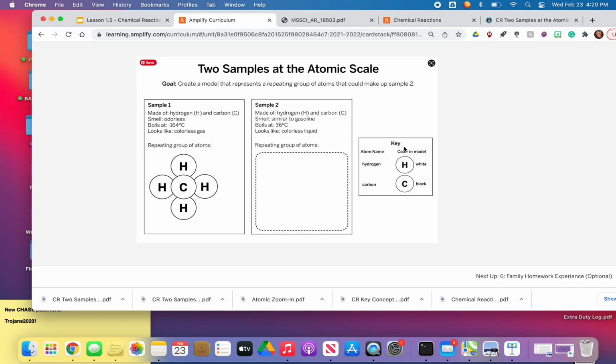If I come over here to my color key, the hydrogen is going to stay white, so don't do anything with that. But the carbon is black. So on your worksheet, I want you to make sure that you color this carbon atom black. Okay? In fact, why don't you pause the video and go ahead and do that now?